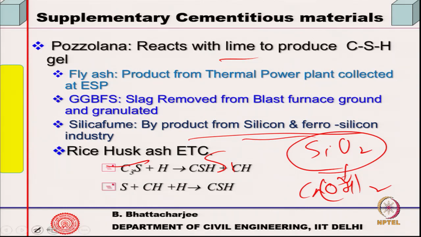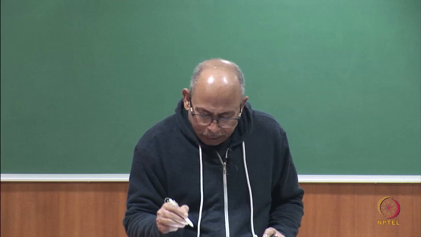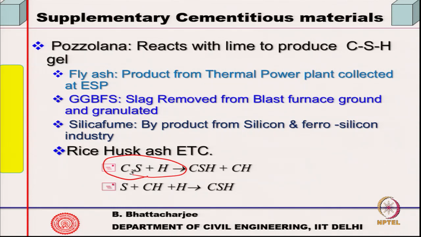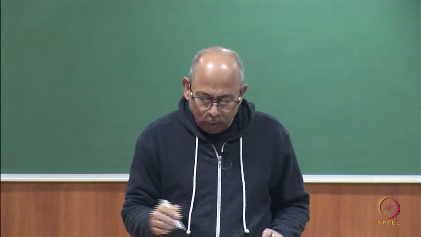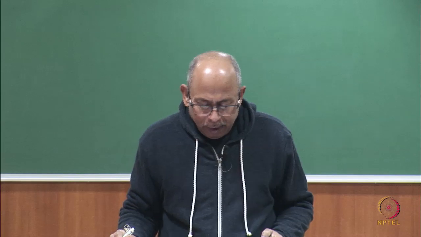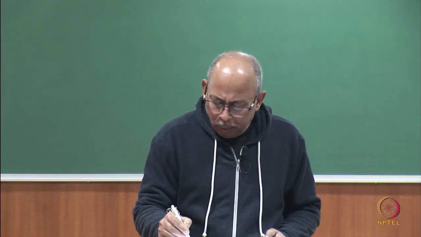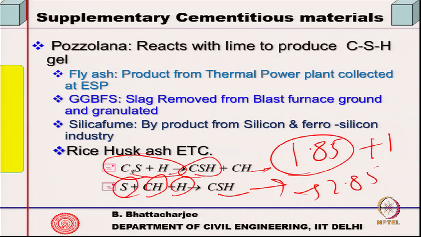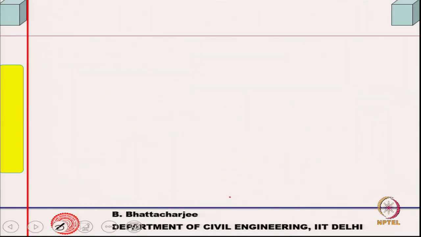The essential reaction in these pozzolanas is this: tricalcium silicate, C3S, reacting with water gives calcium hydroxide. Now, this calcium hydroxide reacts with silica in the presence of water to form C-S-H. That is the essential reaction, called the pozzolanic reaction, right. The stoichiometry is not very difficult: around 1.85 units of calcium hydroxide is required to react with 1 unit of silica to produce 2.85 units of this product, right. So, we might even look into this again.